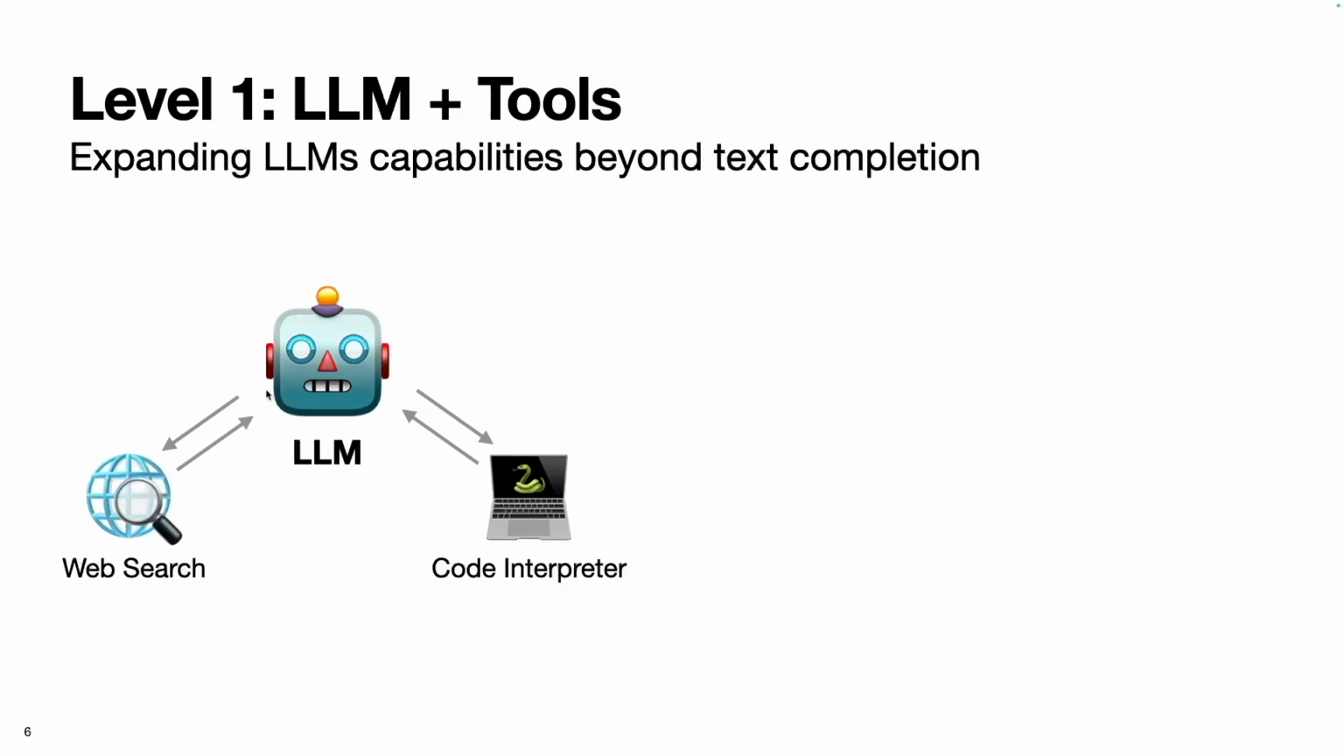You can give the model access to a tool like web search, and then you can train it to identify when it receives requests where web search is going to be a helpful thing to do.